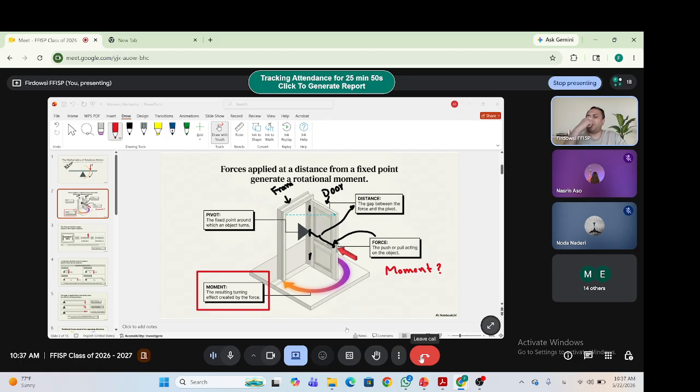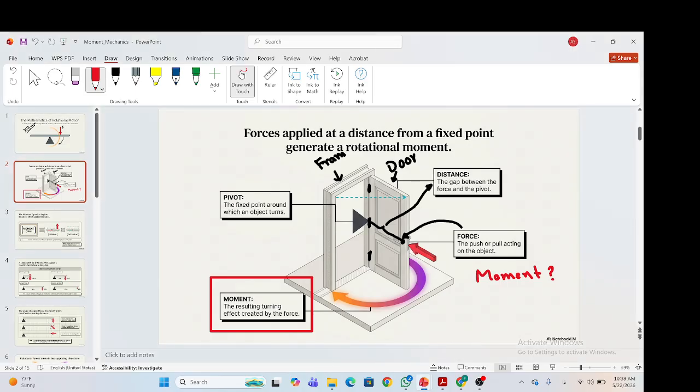But what does it mean in physics? In physics, moment means the object is moving around a specific point. So this is called moment, or the resulting turning effect created by a force. Okay, or we apply the force to make an object move around a specific point is called what? Moment. But moment is completely different from momentum. Okay, so first, as you can see, moment is the effect of turning this door around this fixed point.